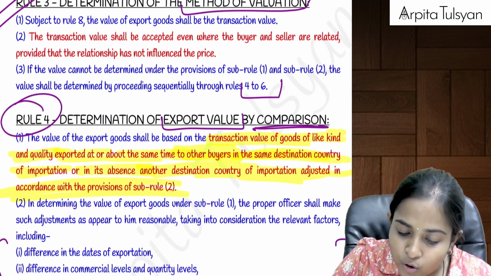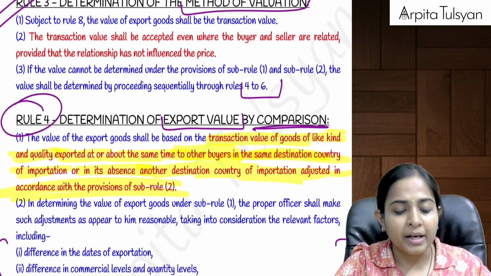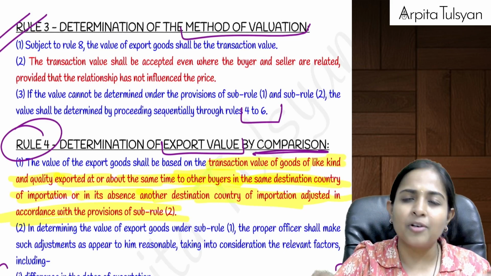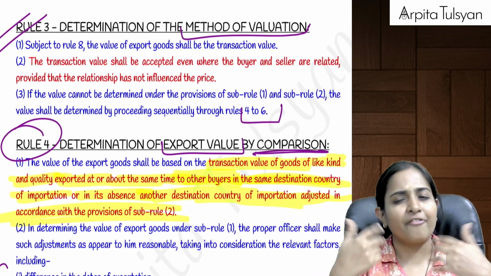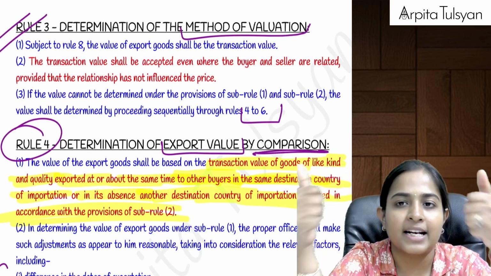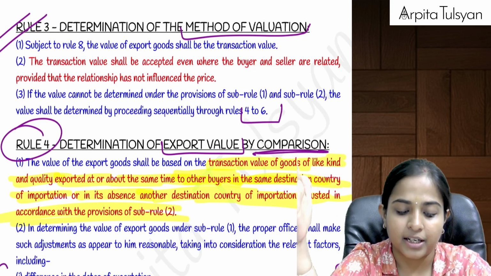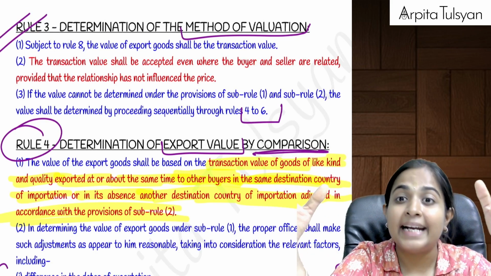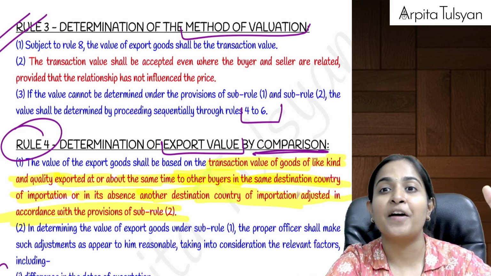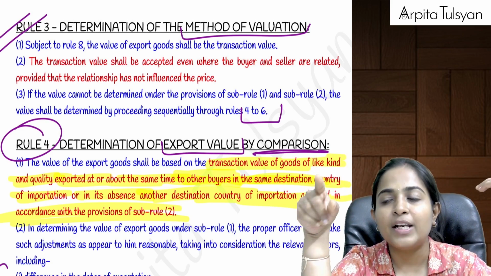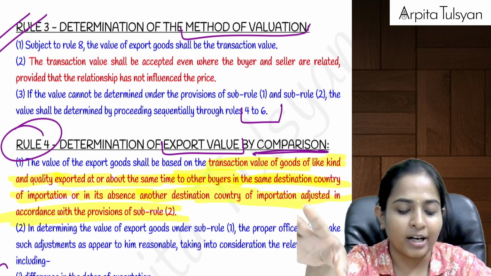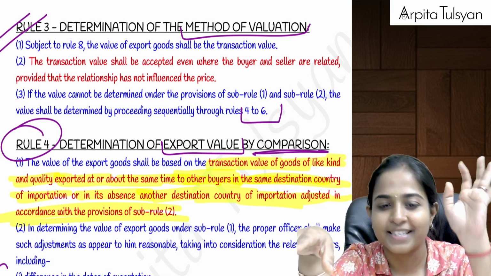Now, if we want to do the valuation, first we will go to rule number 3. Okay, rule number 3 says that no problem if buyer and seller are related. First of all, let's take unrelated. Then your transaction value, zindabad. Okay, that will work. Suppose if both of them are related also, then also your transaction value works. Transaction value we had seen in section number 14.1. Okay, your transaction value works provided you prove that the relation did not influence the price.